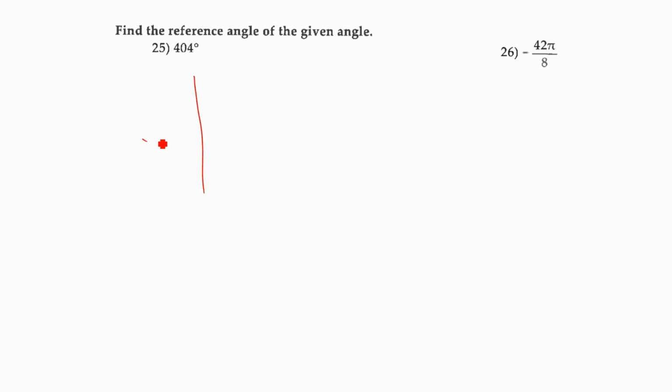Find the reference angle of 404 degrees. 360 taken away from 404 is 44 degrees, which is still in the first quadrant. Our reference angle is 44 degrees. That's what the angle in here would be.